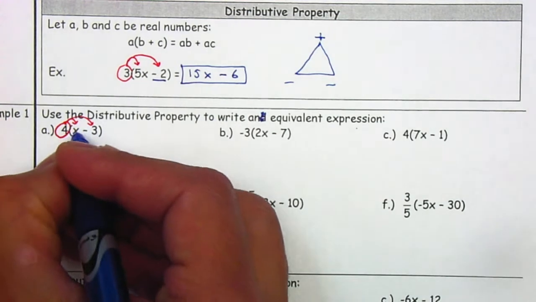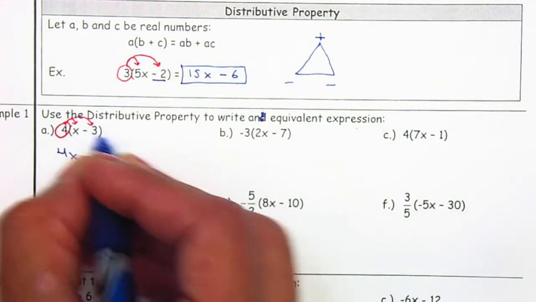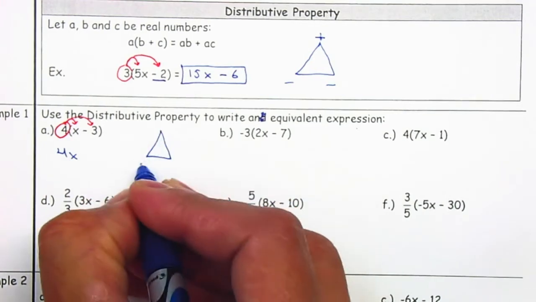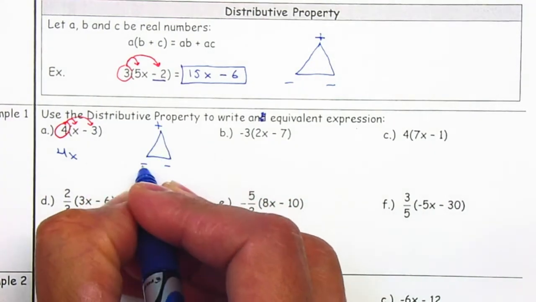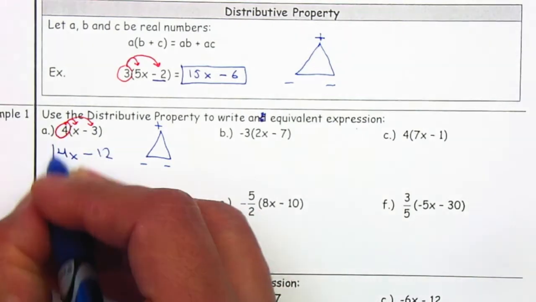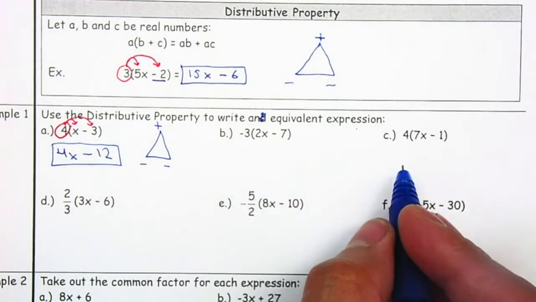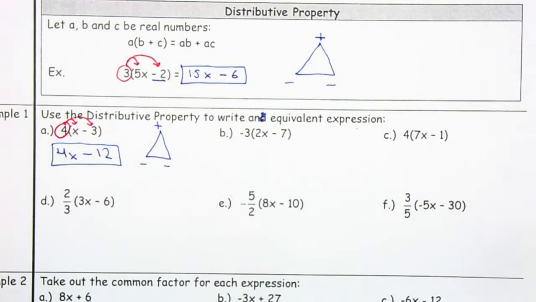So 4 times x will give us 4x. It's a positive times a negative. We are using a triangle. A positive times a negative will be a negative. 4 times 3 will be 12. Go ahead and try letter B and C. Pause it and see what you get, and then we can compare answers.